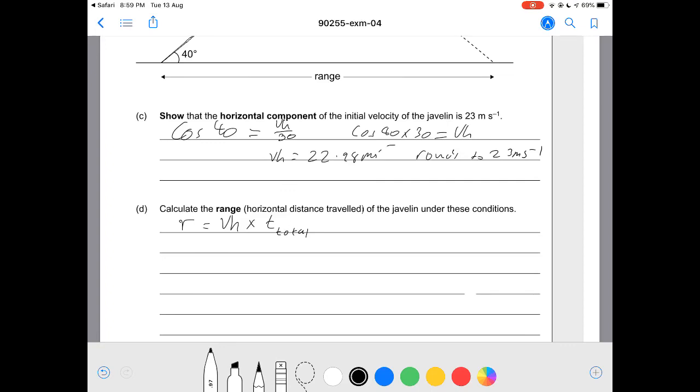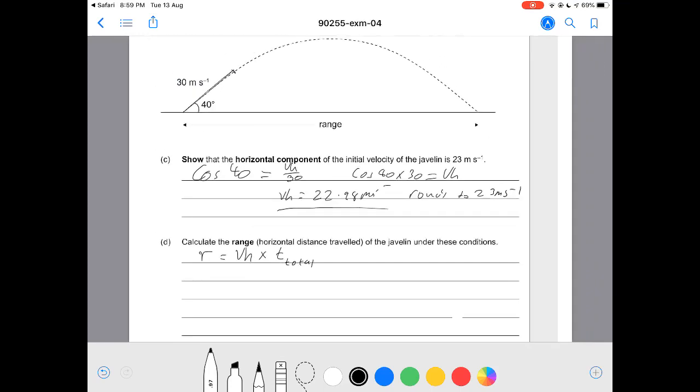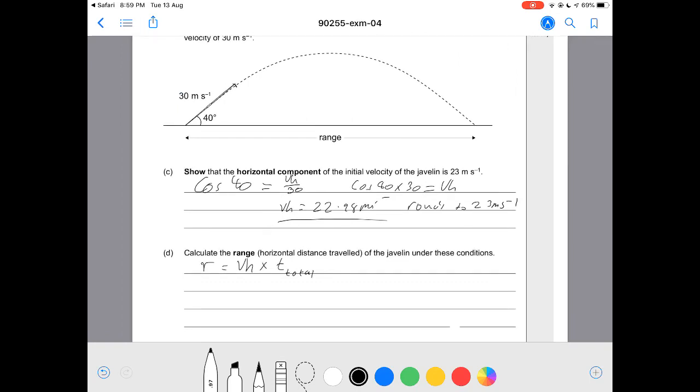We already have our VH, which we found out. However, we still haven't found our T total. So how are we going to find T total in projectile motion? Note down that the motion is a parabola, which means the first half is always symmetrical to the second half. That means the time it takes for the ball to reach halfway is the same as the time taken to get from halfway to the finish.